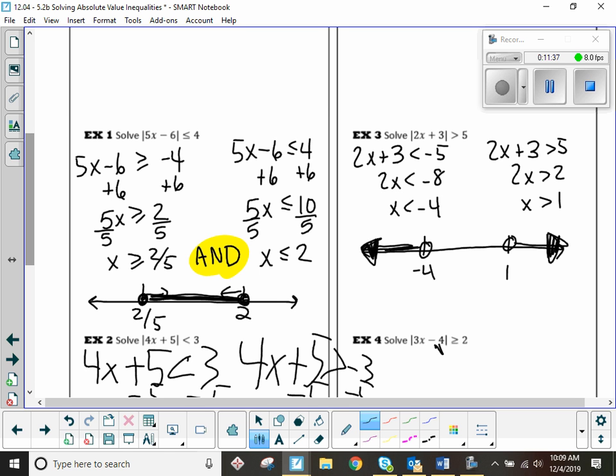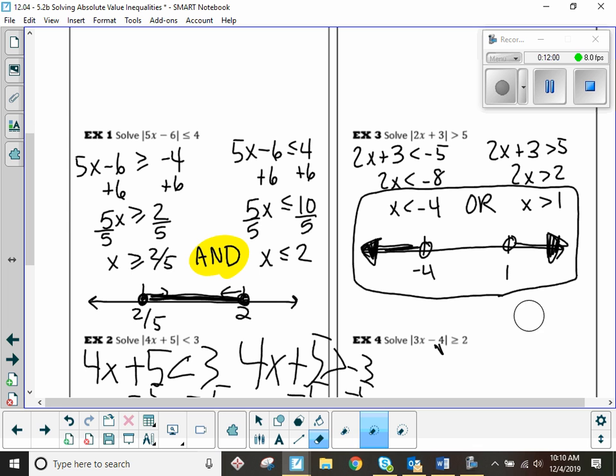All right, so do you think this is an and or an or? Absolutely, this is an or, because listen to how you would just say it naturally. You would say everything to the left of -4 or to the right of 1. They don't have any overlap, right? They don't have anything in common. So that's why this is an or. So this is your entire answer right here. The inequalities, the or, and the number line.